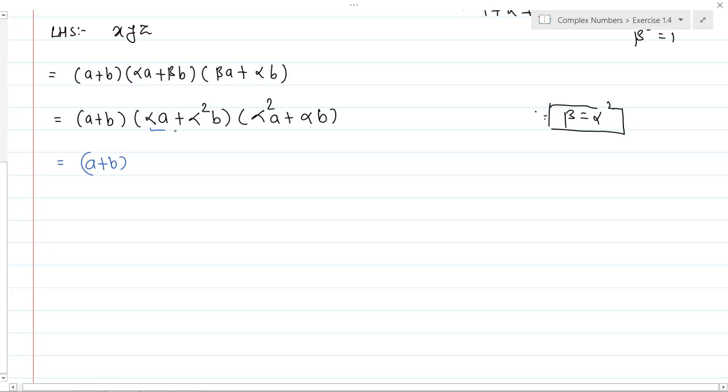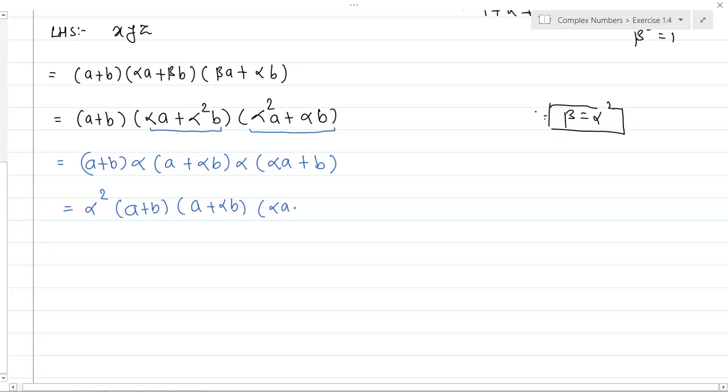See, from this bracket, can I take alpha common? Yes. So let's take alpha common from the first bracket. So first term मध्ये राहिला a, second term मध्ये राहिला alpha into b. Can I take alpha from the second bracket? Yes, of course. So alpha into alpha a plus only b, because alpha you are taking common. Okay. See, alpha into alpha becomes alpha square into a plus b. So we have a plus alpha b and alpha a plus b. This is equals to alpha square a plus b as it is.